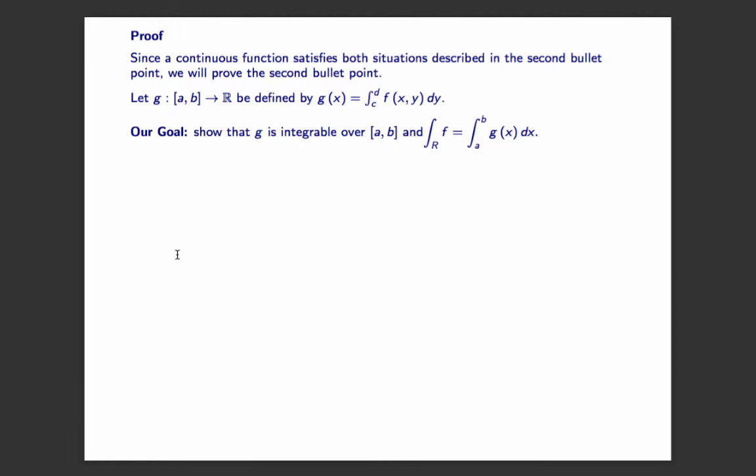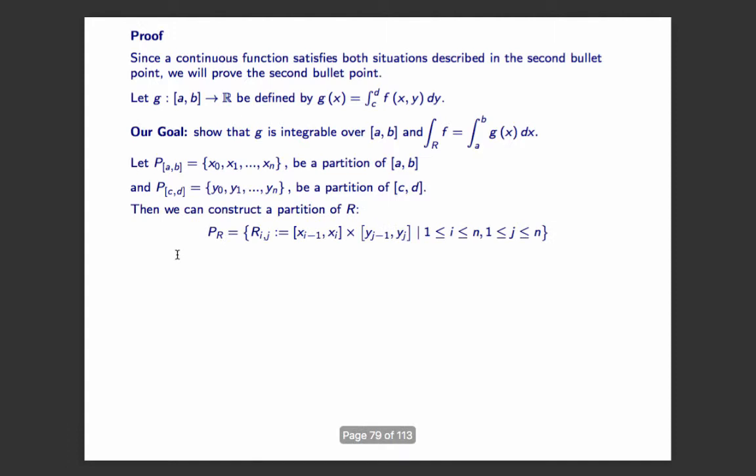Our goal is to show that g is integrable over the interval a to b, and that the integral of g from a to b is the integral of f over the rectangle. So we have our goal before us. So you might imagine that we're going to partition the interval a to b. We'll partition the interval c to d. And of course, from these partitions, we can construct a partition of the rectangle R by just taking the partitions in x by the partitions in y.